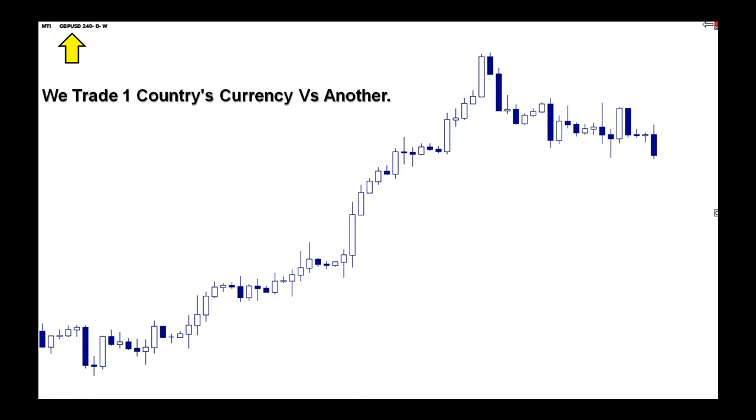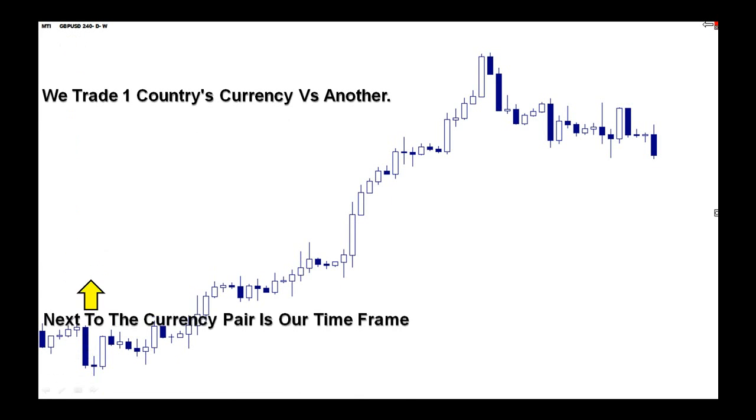So what we do in this market is we trade one country's currency against another. Here on the screen, we can see that this is the Great British Pound versus the US dollar. In this market, in essence, what we're trying to do is take this currency versus another currency in an attempt to figure out which one is going to gain in value against the other.